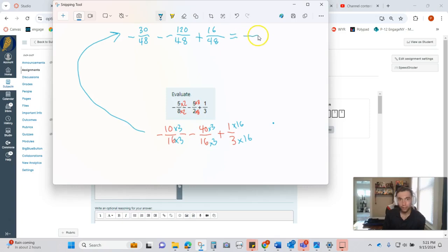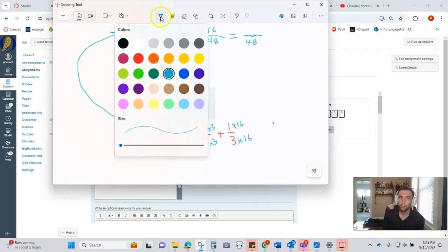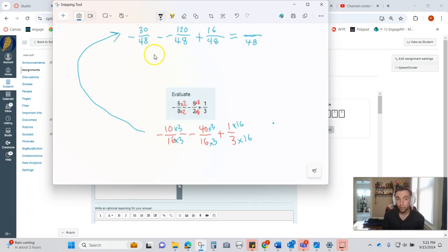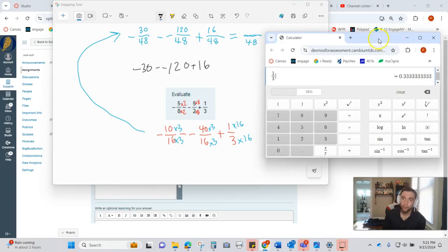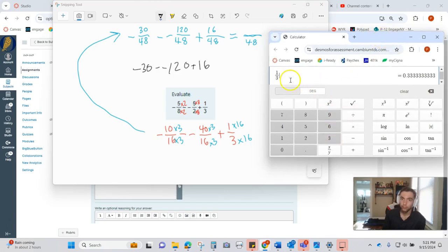Now, our final answer is going to be something on top of 48. When we're adding and subtracting fractions, the bottom number doesn't change, only the top number. So another way to think about this that doesn't make our brains explode, a way we could type this in our calculator, is negative 30 minus negative 120 plus 16. We can use a calculator for this question, but we have to know what to type in our calculator.